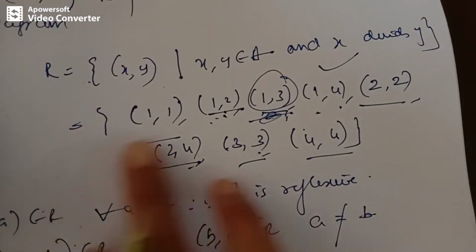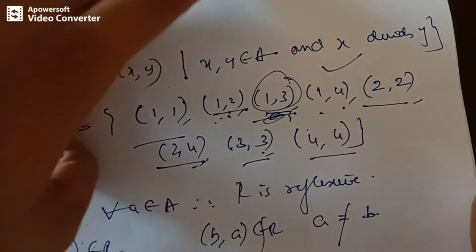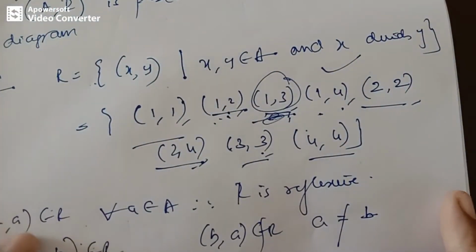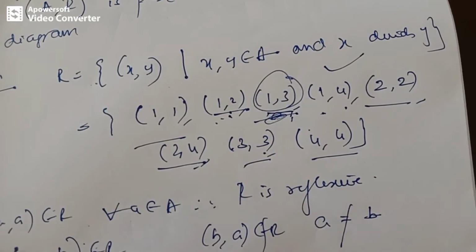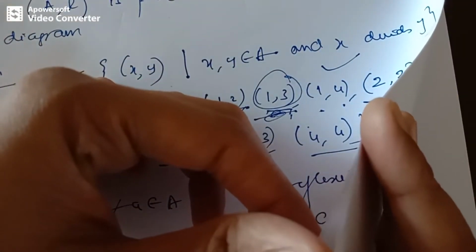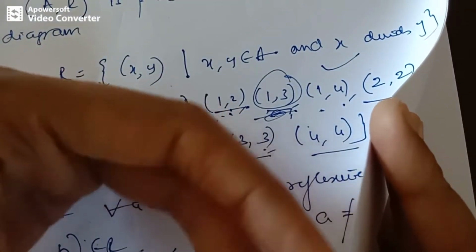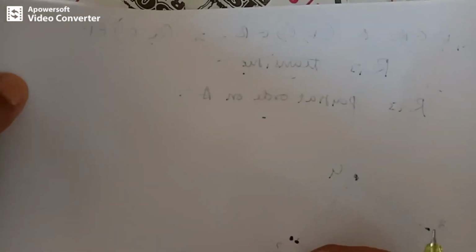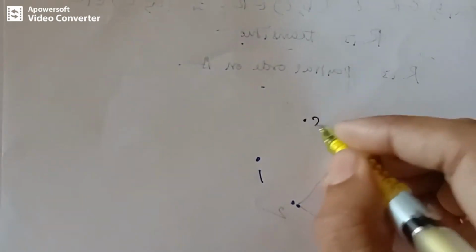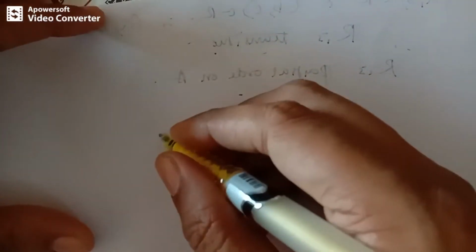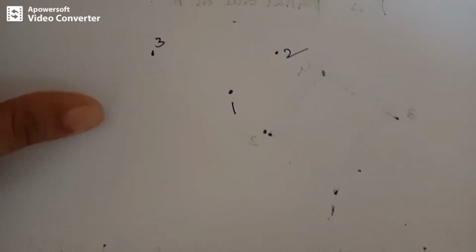So next, let's draw the Hasse diagram. Looking at these ordered pairs, let's draw the Hasse diagram. There are 4 elements, and let's see how we can represent them. First of all, let's write the 4 elements. So we have 1, and I'll be representing 2 here and 3 in the other manner. We'll see how this can be represented.